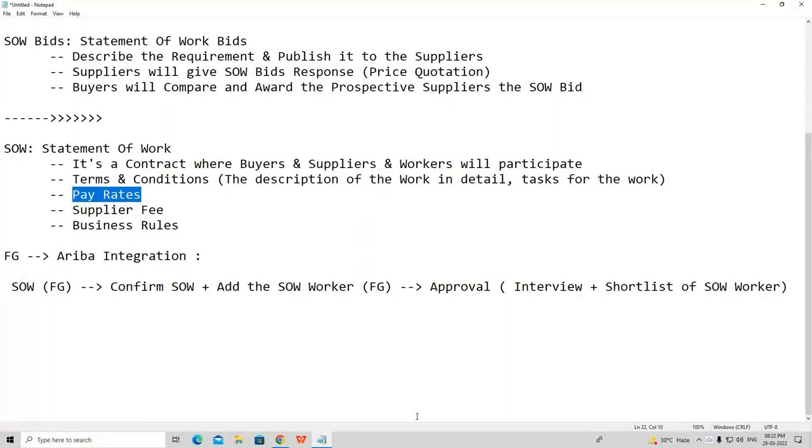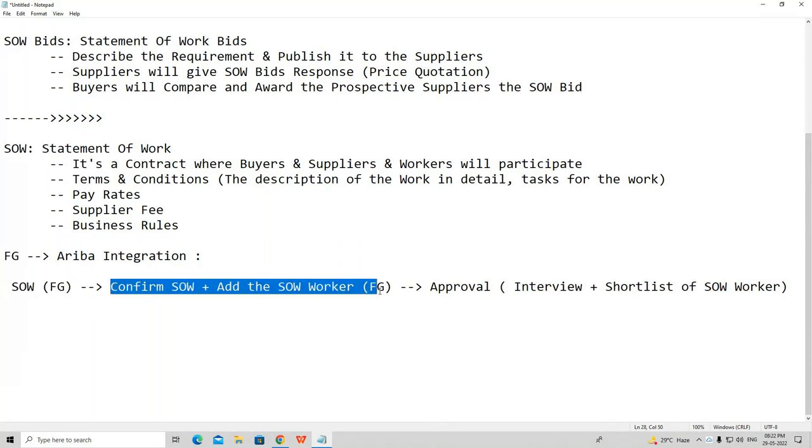So here, see, this is not SOW bid. This is SOW. So within the SOW only, you will select the pay rates. That means the buyer will give the pay rates over there. Sometimes the supplier will say, "The pay rates are too low," so they will not confirm, they will reject it back. Once they reject it back, the buyer will change the pay rate and publish it again. Then the supplier will add the SOW worker and they will accept the SOW.